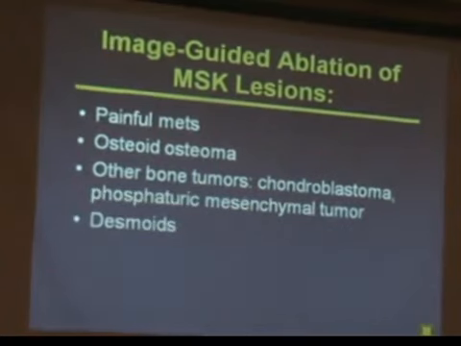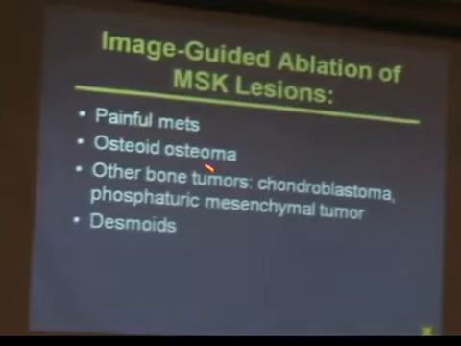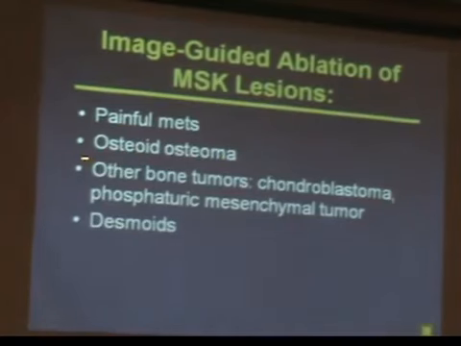So when do we perform these procedures? I think painful metastases are probably the most common indication, and osteoid osteoma has been proven to be treated with radiofrequency ablation, which became the standard of treatment in the last 20 years or so. But there are other bone tumors reported in the literature to be treated with radiofrequency ablation, like chondroblastomas and phosphaturic mesenchymal tumors. And soft tissue tumors like desmoids can also be treated with these methods.